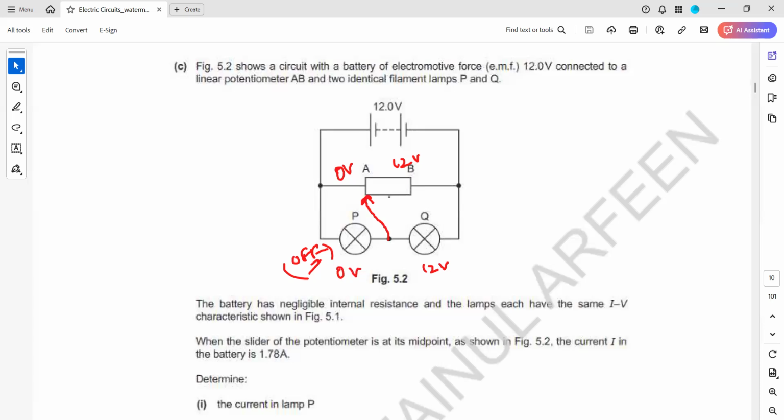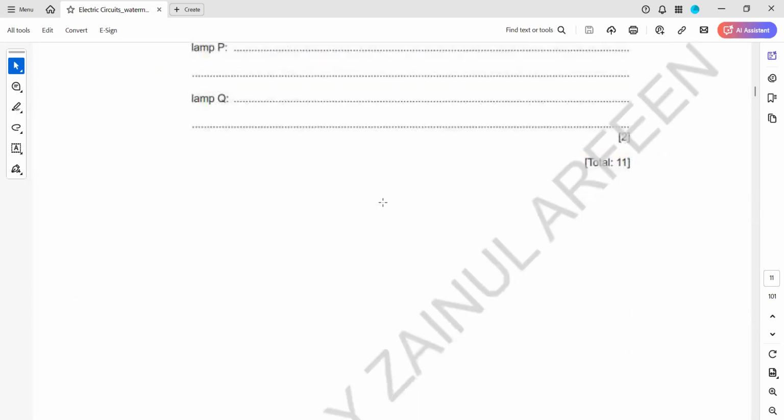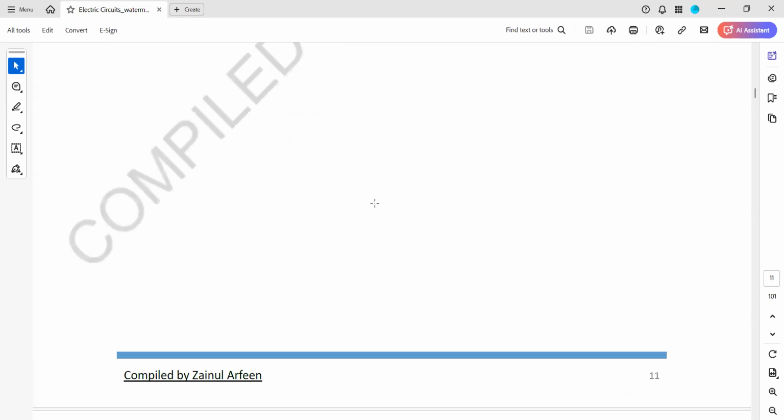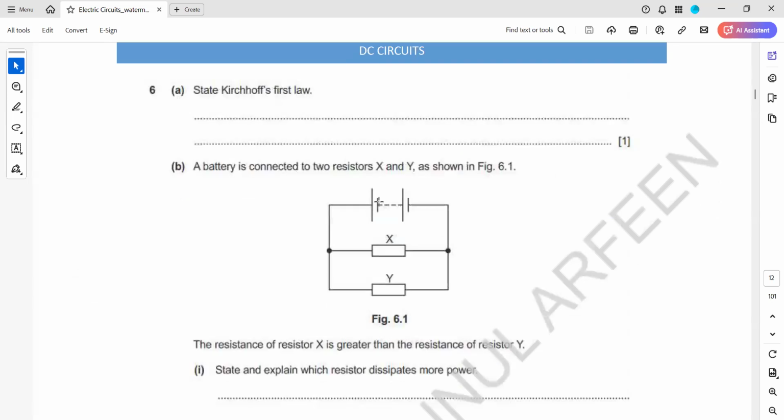Is it clear? Anyone having a doubt in this part? The last part was of 2 marks. So 1 mark is for mentioning that as we move the sliding contact to position A, lamp P will go off because it is having no potential across it, so the potential difference is 0, whereas lamp Q will have a greater brightness, or its brightness will increase, as more potential is across lamp Q.